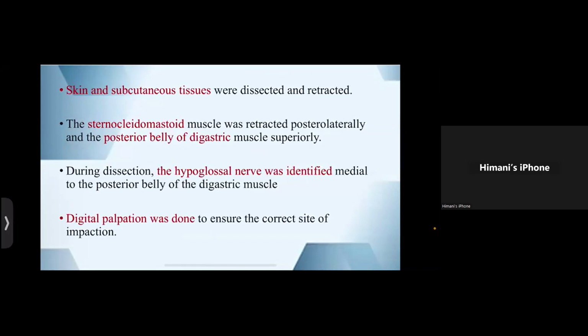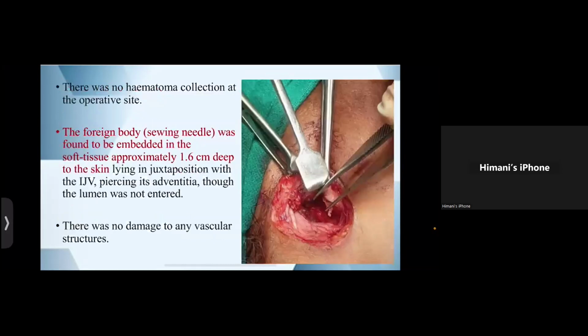Skin and subcutaneous tissues were dissected and retracted. The sternocleidomastoid muscle was retracted posterolaterally and the posterior belly of digastric muscle superiorly. During the dissection, the hypoglossal nerve was identified medial to the posterior belly of digastric muscle. Then digital palpation was done to ensure the correct site of the impaction. There was no hematoma collection at the operative site.